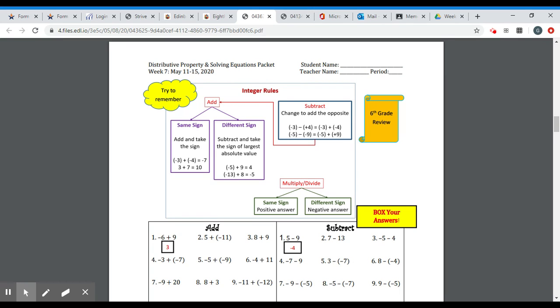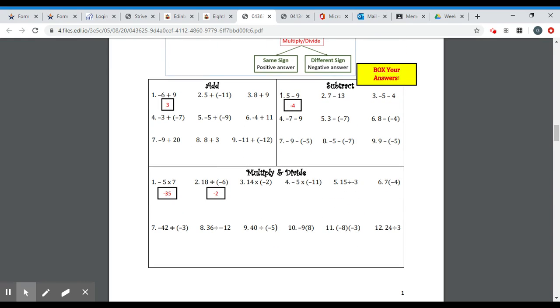Yes, I understand you can do this in your calculators, but it's still important for us to know and remember these. When we're multiplying and dividing, it's a little easier, because you multiply and divide the numbers, the integers, just as you would any other number. If they have the same sign, it's going to stay positive. If they're different signs, then it's going to be negative.